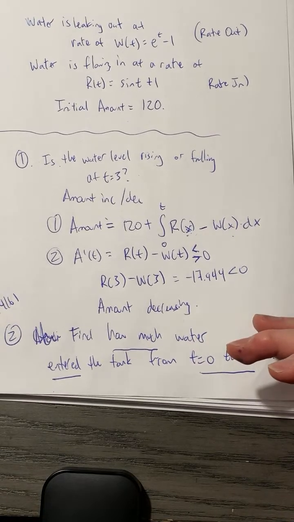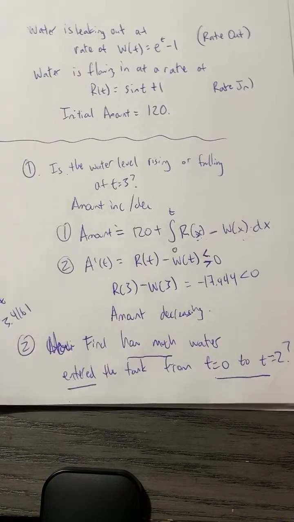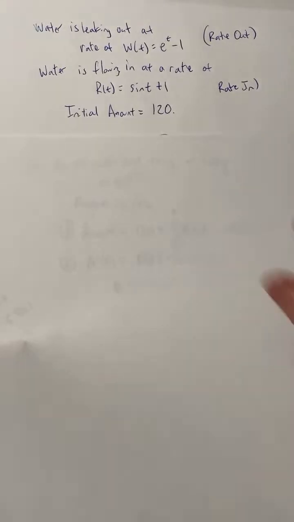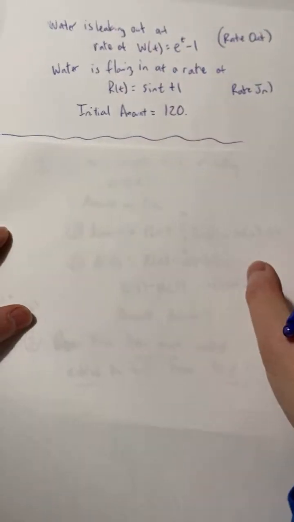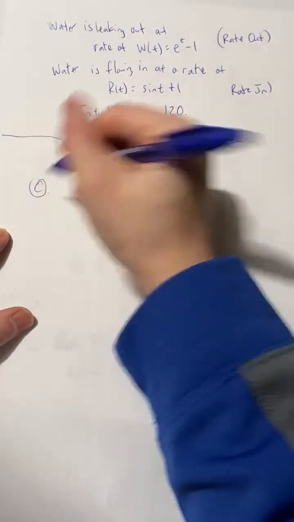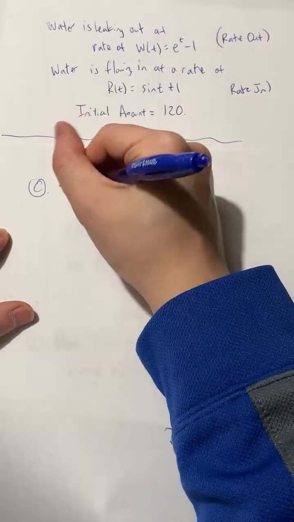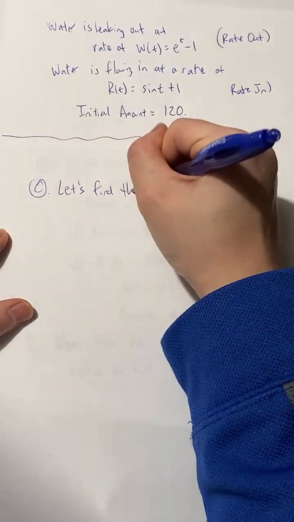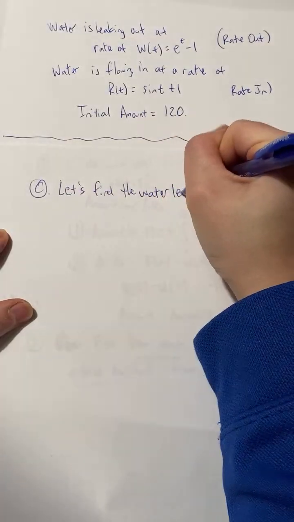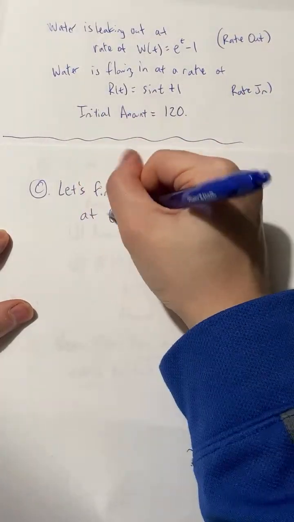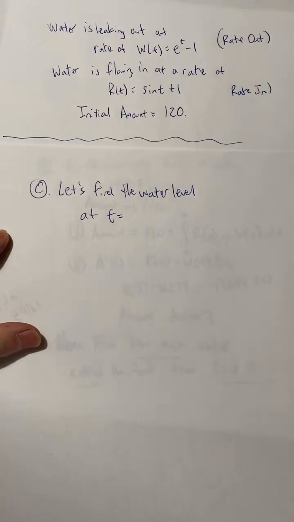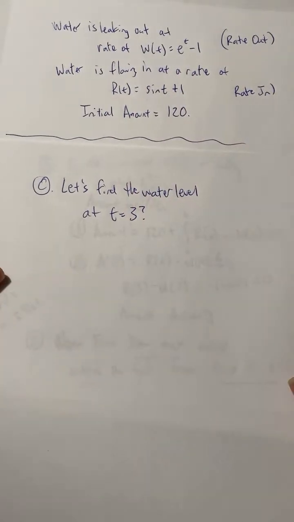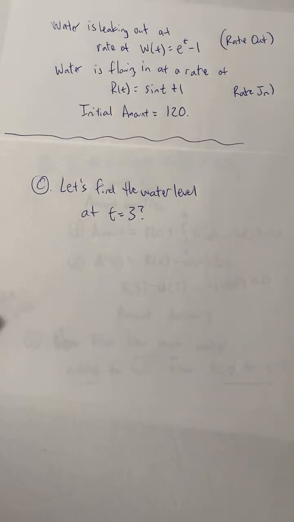So now I'm going to do the bigger question, which is amount at a time. So let's do that. I'll just cover up the paper here. So C is, let's find the water level at t is equal to, I don't know, 3. Okay, so now we're doing this question. This is the most common question.